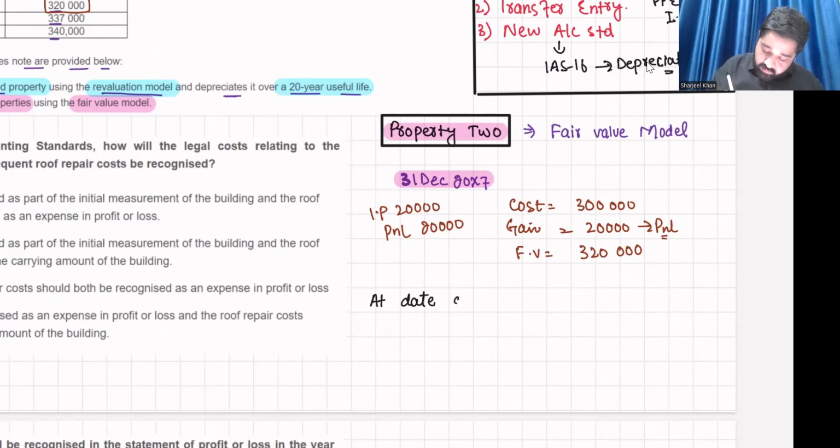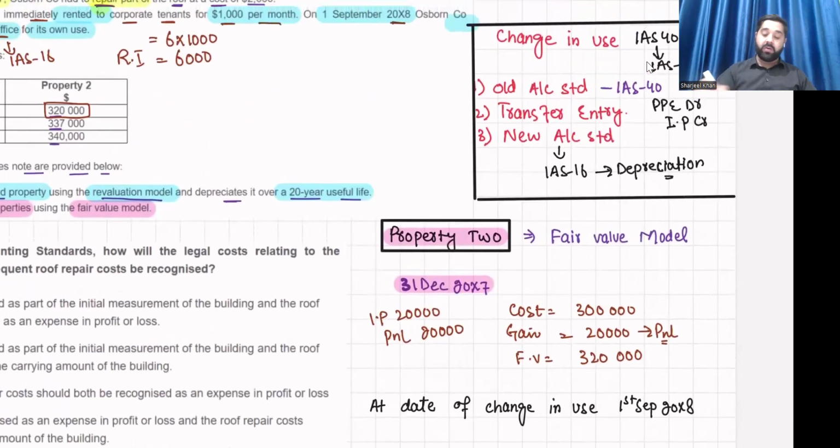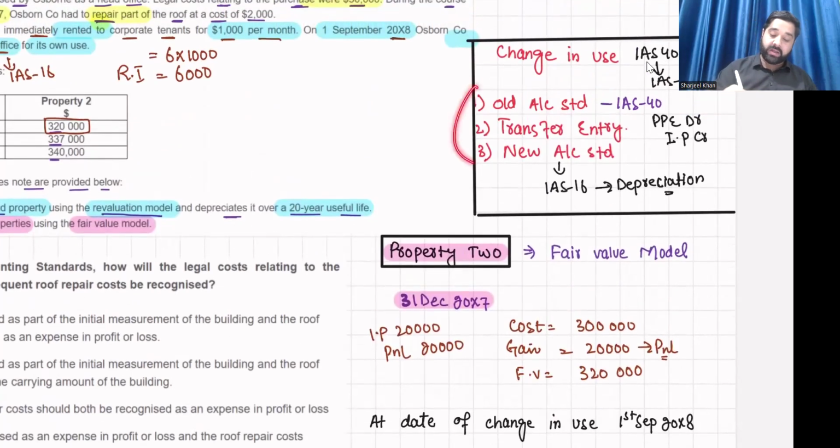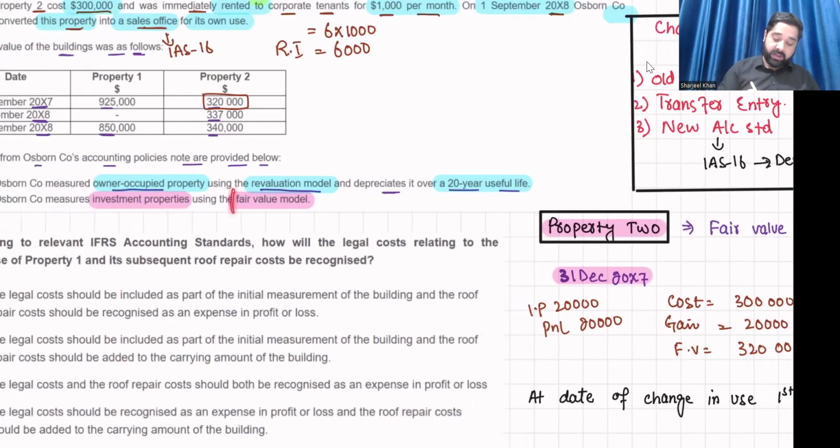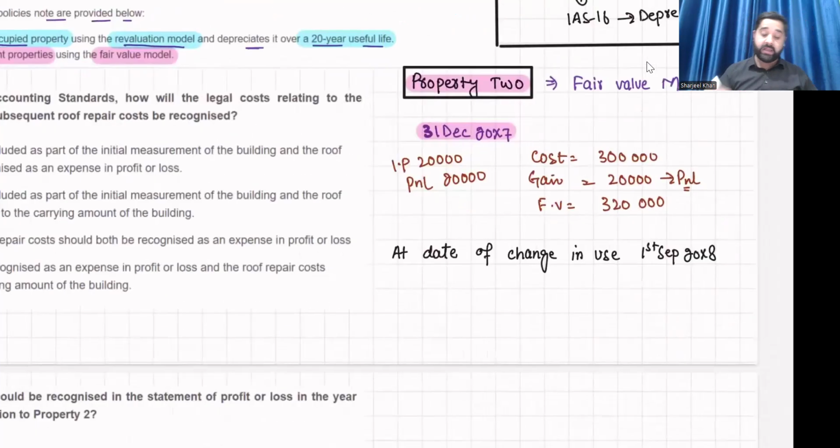at date of change in use, which is 1st September 20x8. Now we have to follow these 3 steps, right? These 3 steps. Old accounting standard. So according to the old accounting standard, which is IAS 40, and the model for IAS 40 is the fair value model, we have to revalue this property to the fair value. And the fair value for the property 2 is 337,000, right?